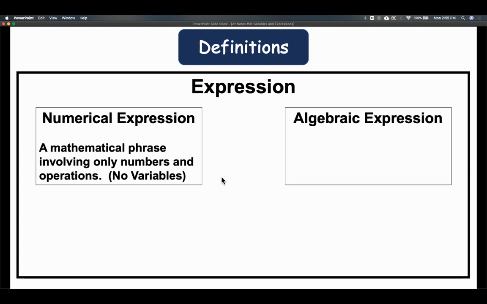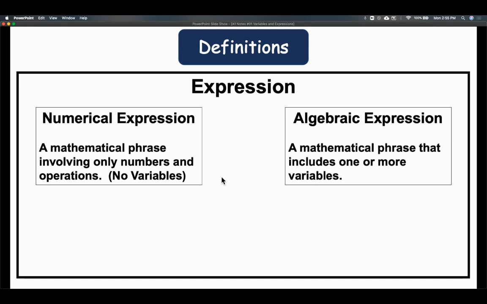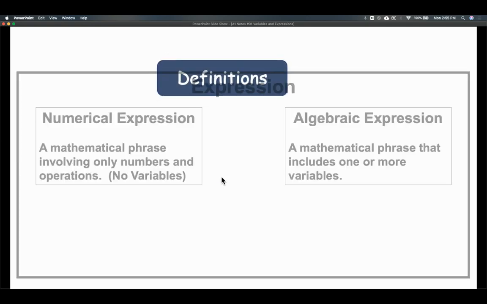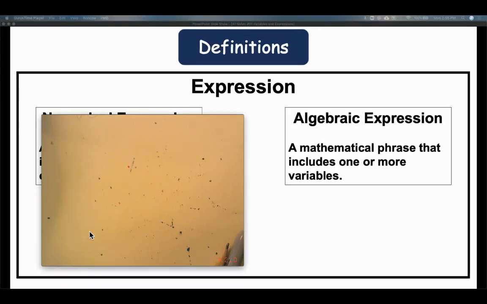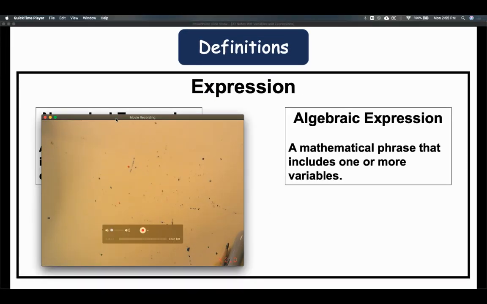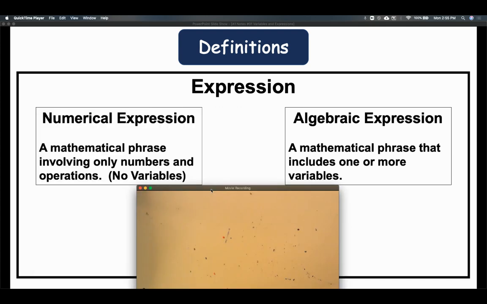The other type of expression is an algebraic expression. These expressions do have variables. So they are basically just like a numerical expression, but now you've got some letters thrown in there. And then I went into a couple examples.